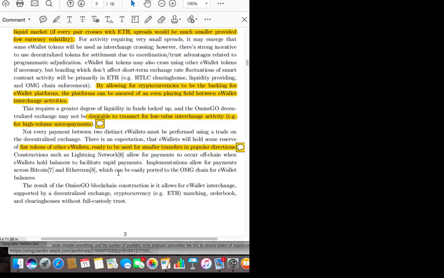For small spreads, the e-wallet tokens themselves can be used for the interchange crossing, but by allowing for cryptocurrencies to be the backing for e-wallet platforms, the platforms can be assured of an even playing field between e-wallet interchange activities.